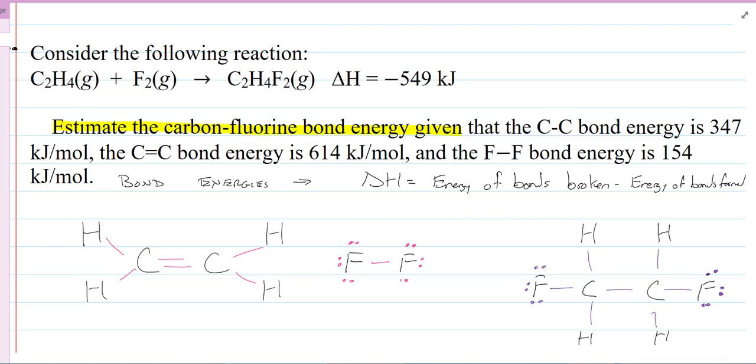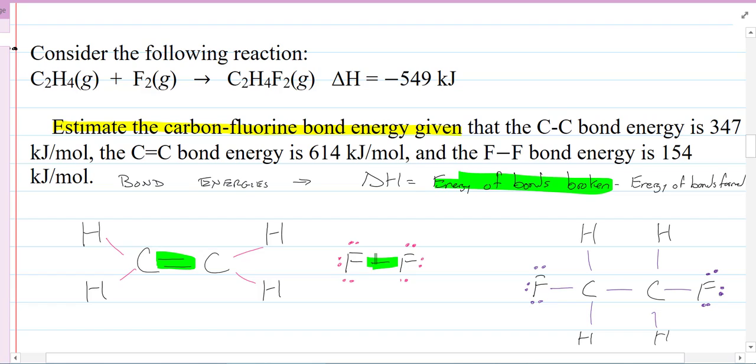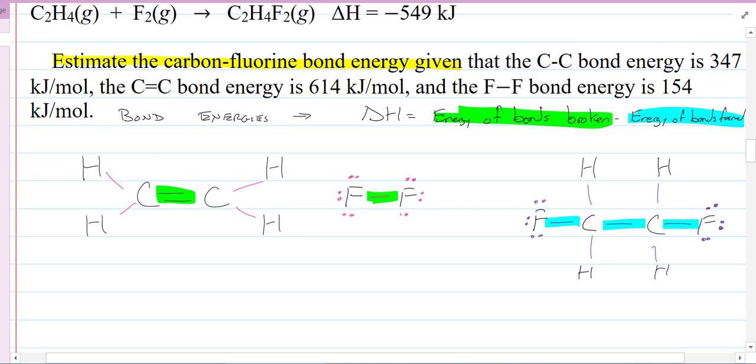What bonds are broken? Well, it looks like the C double bond C is broken and the FF is broken. The CHs look like they stay. Bonds formed would be CF, CC, and CF. All right, the CHs are not there, and they're not even given to us. Okay.